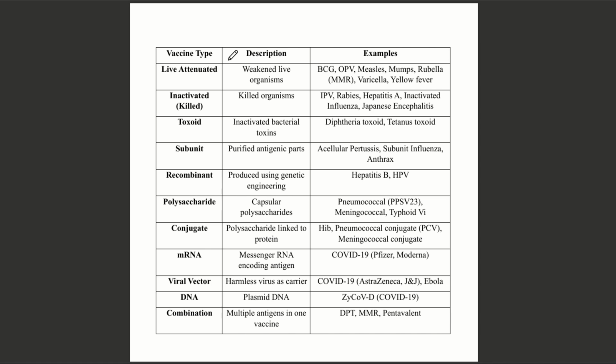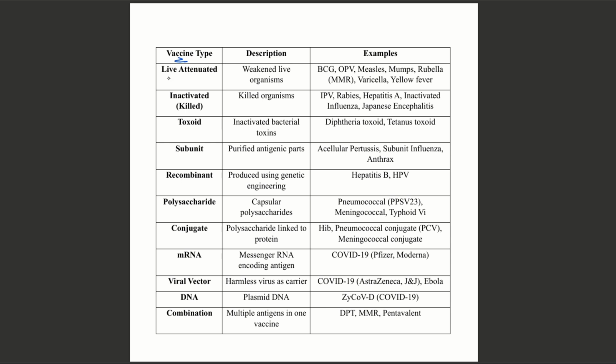So today this video is about types of vaccines, a very important topic for drug inspector exam, GPAT and other pharmacy competitive exams. This video will help you to understand the classification of vaccines and their examples. So let's begin. What is a vaccine? A vaccine is a biological preparation that helps the body to develop active immunity against a specific infectious disease.